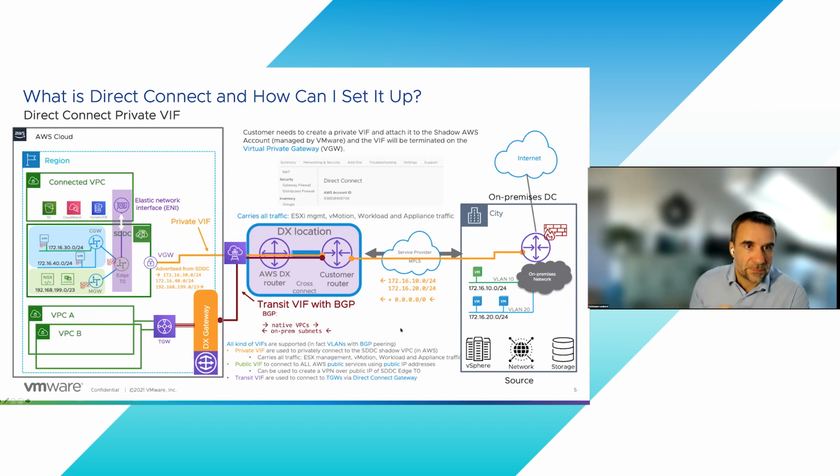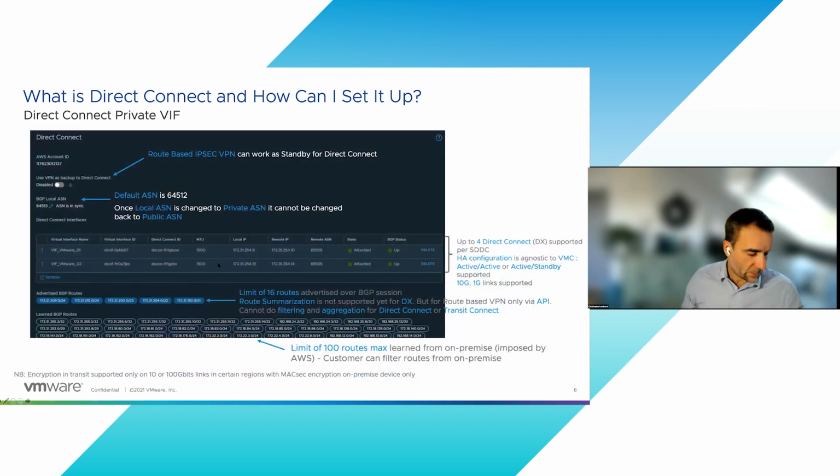If we look very quickly at the Direct Connect interface, we have, again, the account ID, we have this BGP local ASN. So there is this ASN the SDDC is using, and that's going to be also used to establish this BGP session. You can have multiple private VIFs to attach your SDDC. So it can be up to four private VIFs. And we support any kind of configuration. We are a bit agnostic. It could be active-active, it could be active-passive.